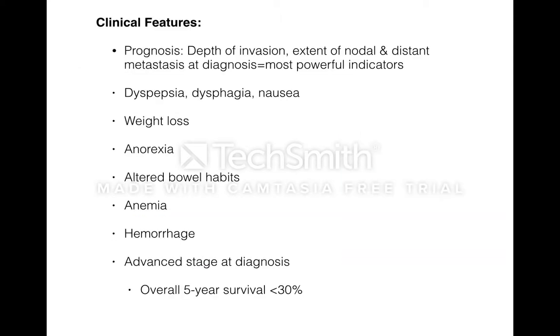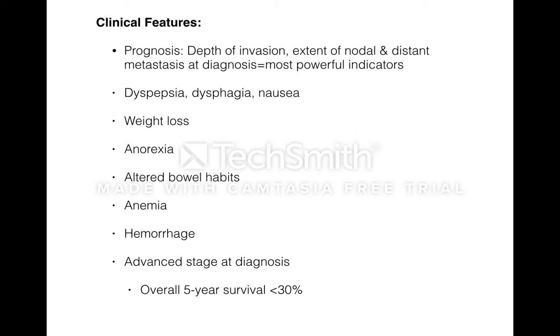Prognosis is determined by the depth of invasion, extent of nodal and distant metastases at diagnosis. Gastric adenocarcinoma can also invade locally into the duodenum, pancreas, and retroperitoneum. Patients present with dyspepsia, dysphagia, nausea, weight loss, anorexia, altered bowel habits, anemia, or even hemorrhage.